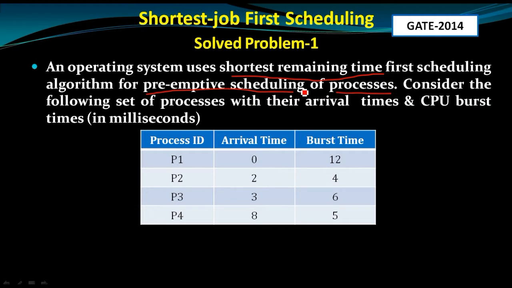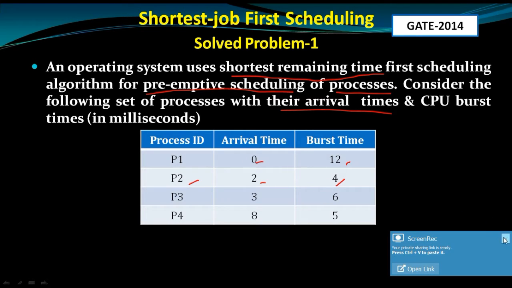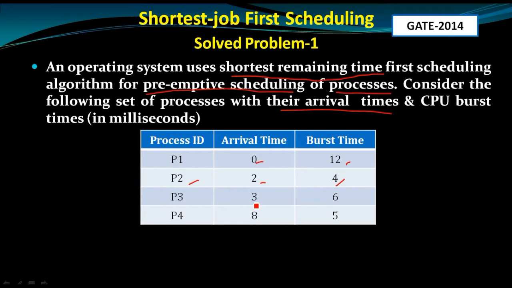So consider the set of processes with their arrival time. We have arrival time also and the CPU burst time in milliseconds. P1 arrival is 0 and burst time is 12 millisecond. P2 arrival time is 2 millisecond and burst time is 4 millisecond. P3 arrival is 3 millisecond, burst time is 6 millisecond, and similarly P4 is arriving at 8 millisecond and its burst time is 5.